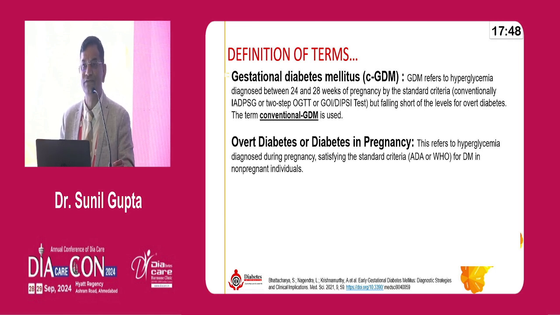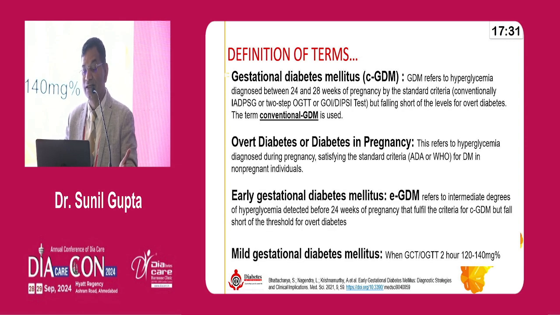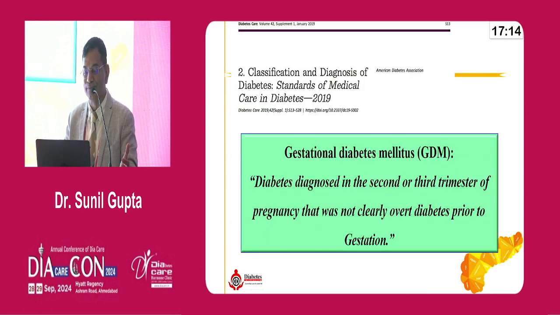These are some terminologies which have been discussed during the debate yesterday. Conventional GDM, which is a typical GDM after 24 weeks. Overt GDM, overt diabetes, which is a pre-existing diabetes, either known or then diagnosed during screening. Early GDM, GDM but before 24 weeks of pregnancy. Mild GDM, between 120 to 140 after 75 gram glucose. After 140, you say GDM. Less than 120, you say normal. 120 to 140 is a borderline case, which is called mild GDM.